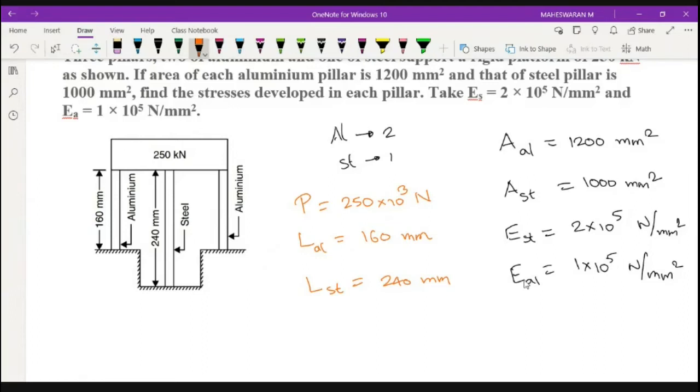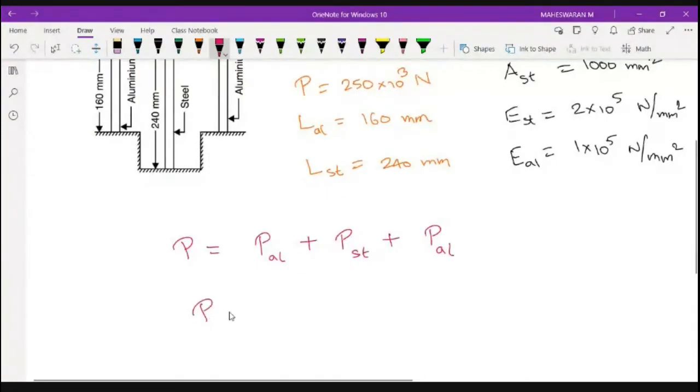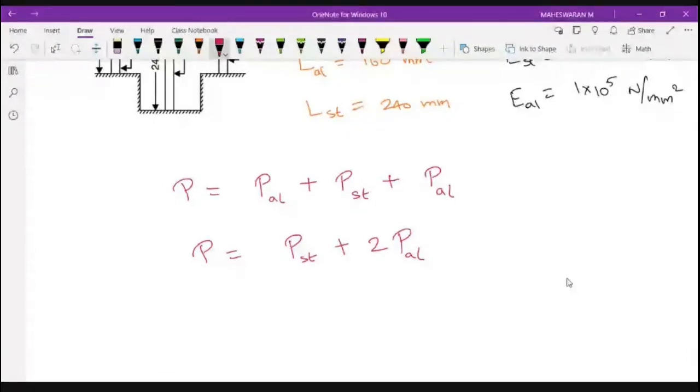So how is the force distributed? First, let us identify the force P. The force is distributed in three of these: force for aluminum, plus force for steel, plus force for aluminum again, which means I can write P is equal to PST plus 2 times PAL.